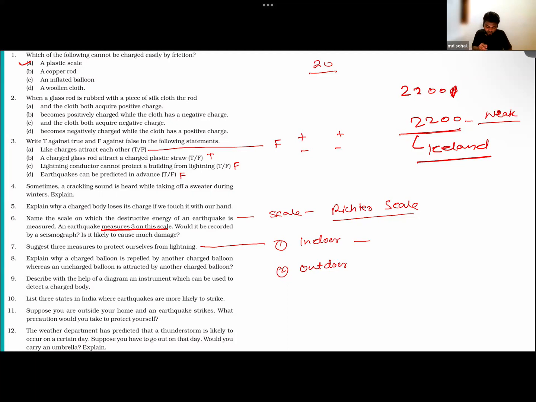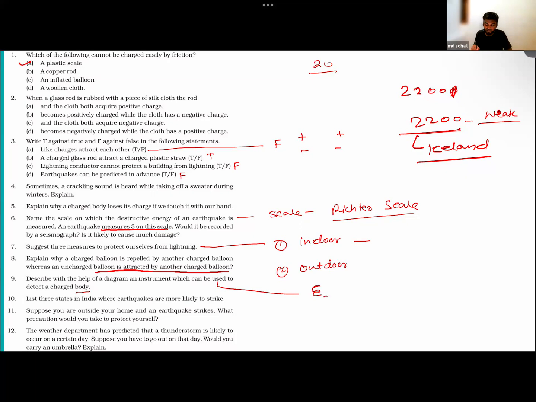Okay. Why is a charged balloon repelled by another charged balloon, whereas an uncharged balloon is attracted by a charged balloon? It is because of the property of charges, that unlike charges attract each other while like charges repel each other. Okay. Now describe with the help of a diagram an instrument which can be used to detect a charged body. We are talking about which instrument here?